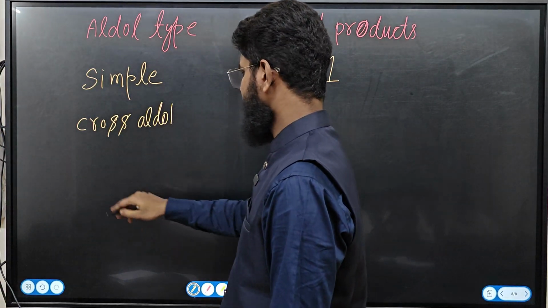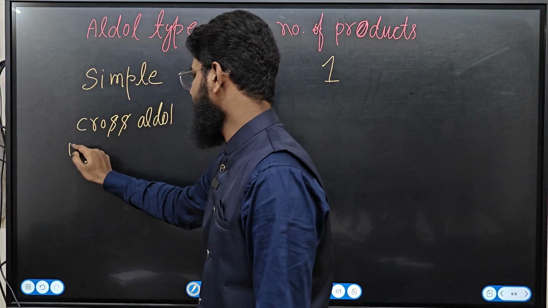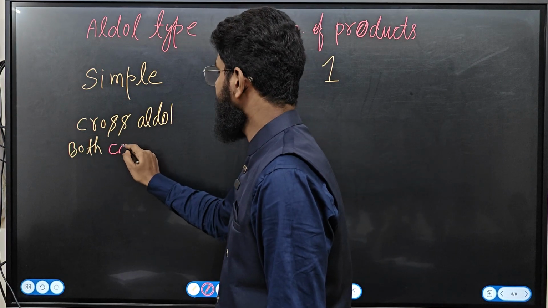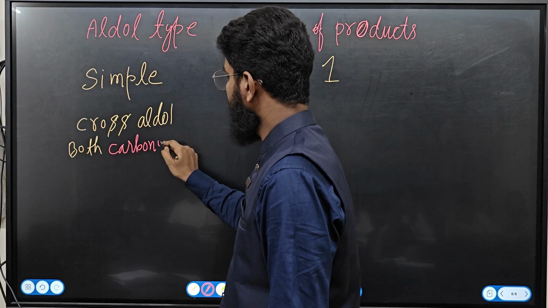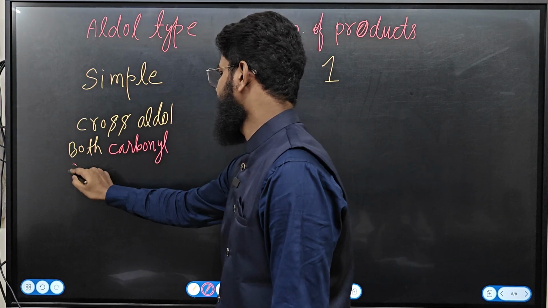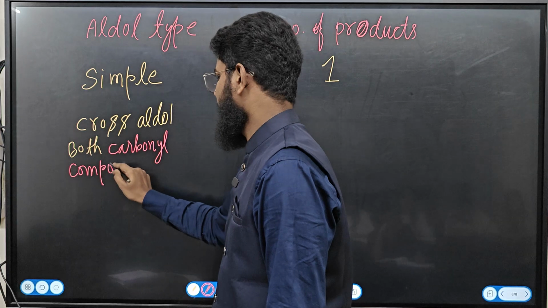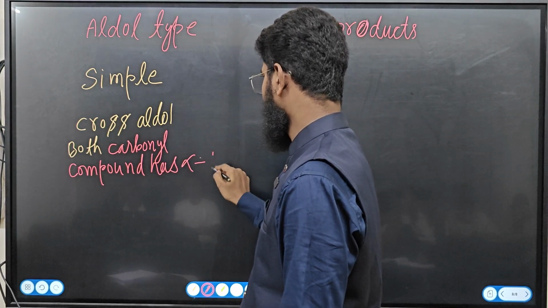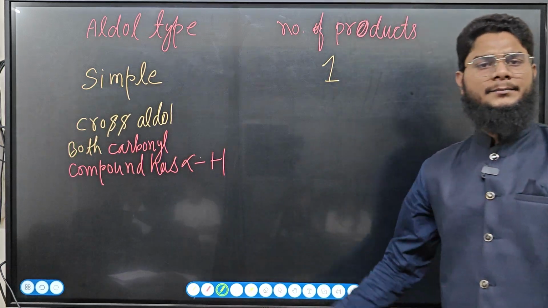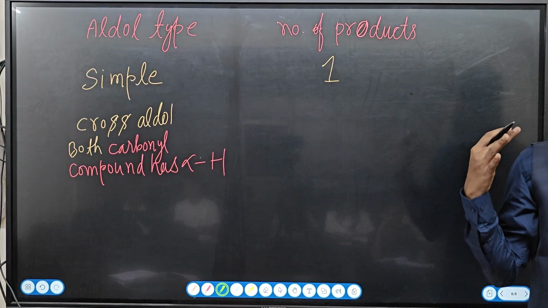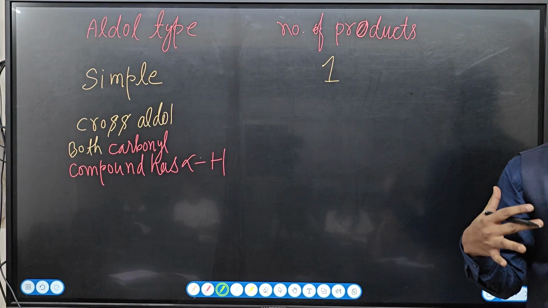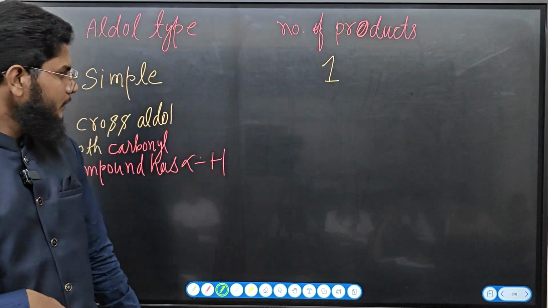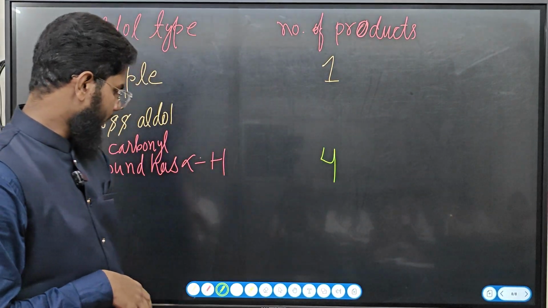And cross aldol. In this case, both carbonyl compounds have alpha hydrogen. How many products? If both the carbonyl compounds have alpha hydrogen, then how many total? 4 products.